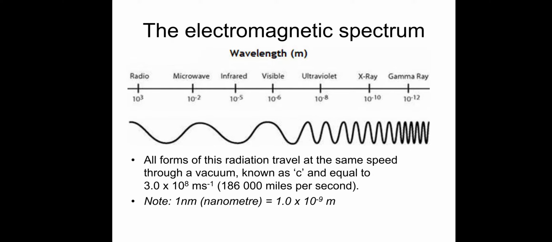And just for your notes, 1 nanometer would be 1 times 10 to the minus 9. So if you ever see NM, it means nanometers, times 10 to the minus 9. Okay, let's move on. Just out of interest, and we should really know this, the wavelength of visible light is between 400 and 700 nanometers. The blue side is 400, the red side is 700.